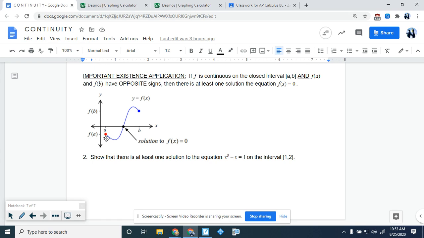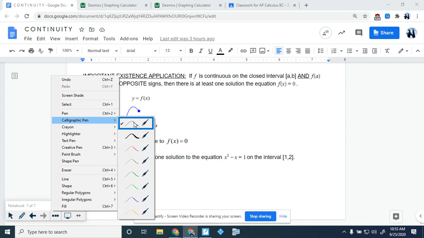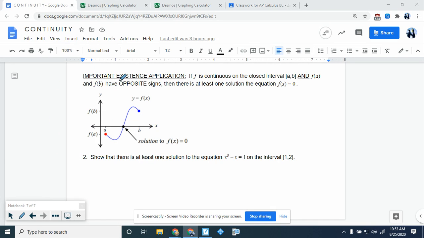So then that would let you know that the function has to take on 0 at least once in that interval a to b. And if this function is f of x, then that's basically telling you there's at least one solution to f of x equals 0. It doesn't tell you what the solution is, but it tells you that there's got to be at least one. It tells you that it exists. That's why I said existence application, right? And again, at least one.